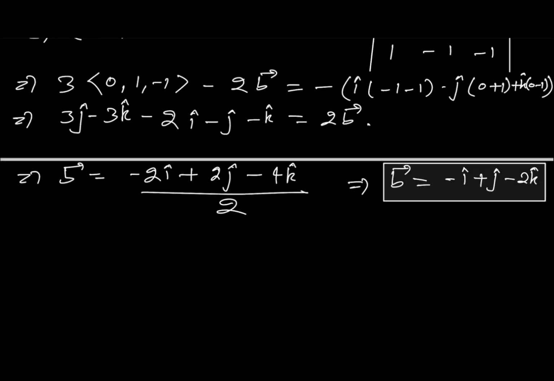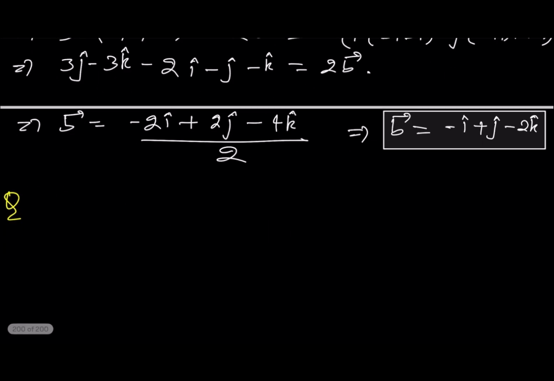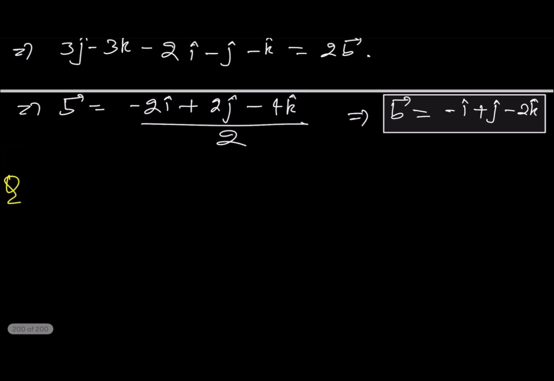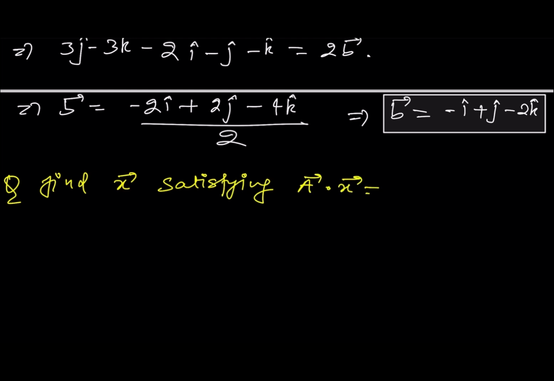Let's move to next question. Question is, find vector x satisfying A vector dot x vector is equal to C and A cross x is equal to B vector, right? So we have to find this x vector.